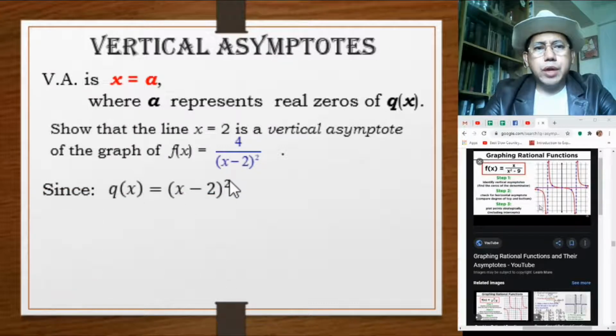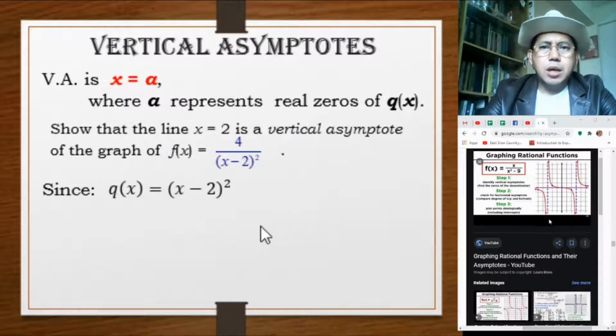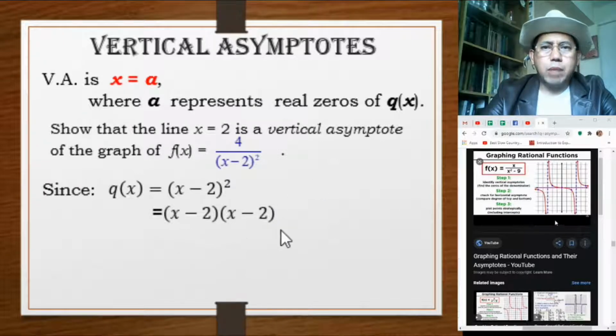Since your q of x is the quantity x minus 2 raised to the second power, now we are going to get the value of this x. So how do we get the value of this x? Meaning, we apply the factor method.